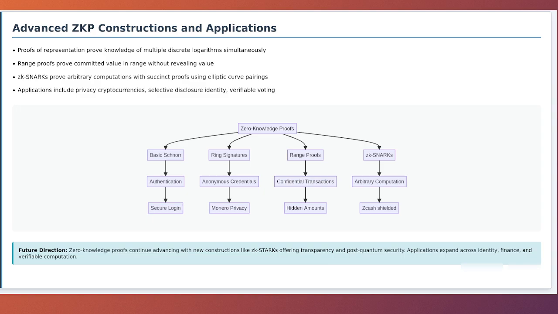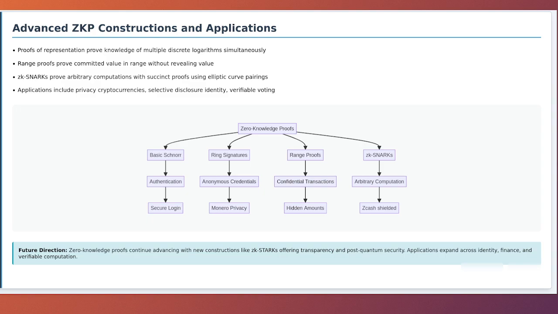zk-SNARKs used in systems like Zcash use elliptic curve pairings, which are bilinear maps between elliptic curve groups. The mathematics is quite complex, involving concepts like quadratic arithmetic programs and polynomial commitment schemes. The applications of these advanced ZKP constructions are numerous and continuing to grow.